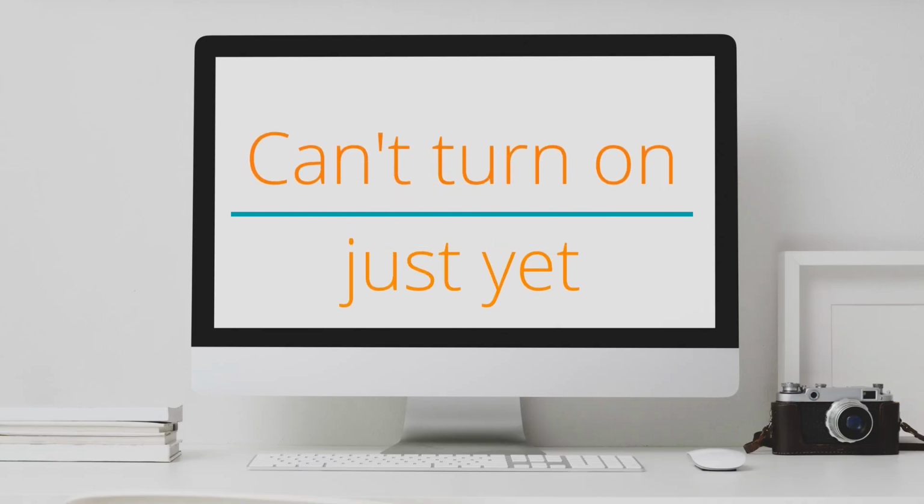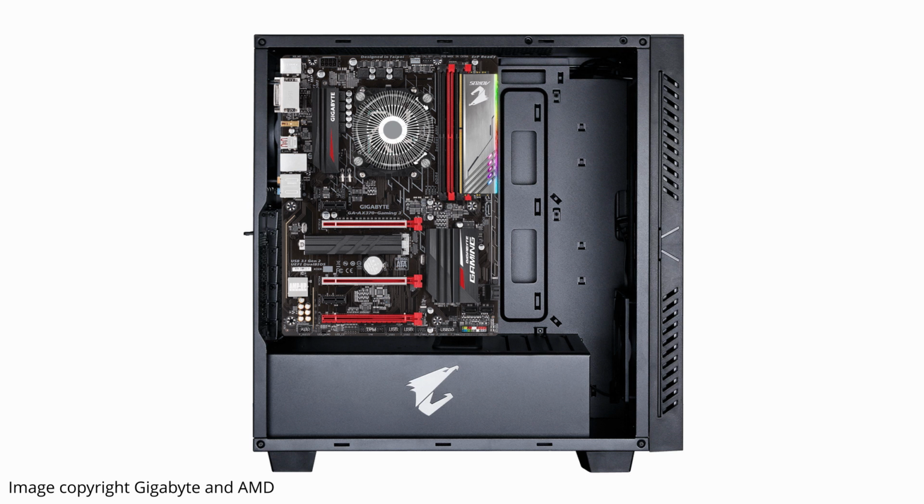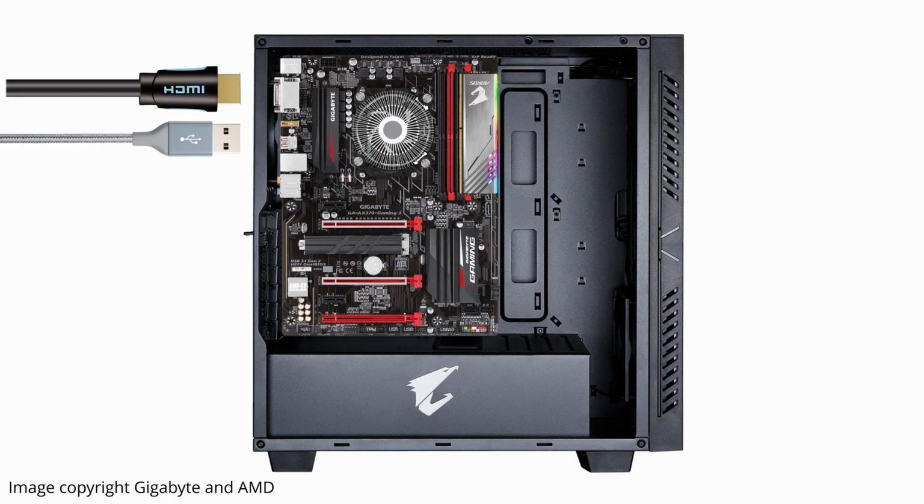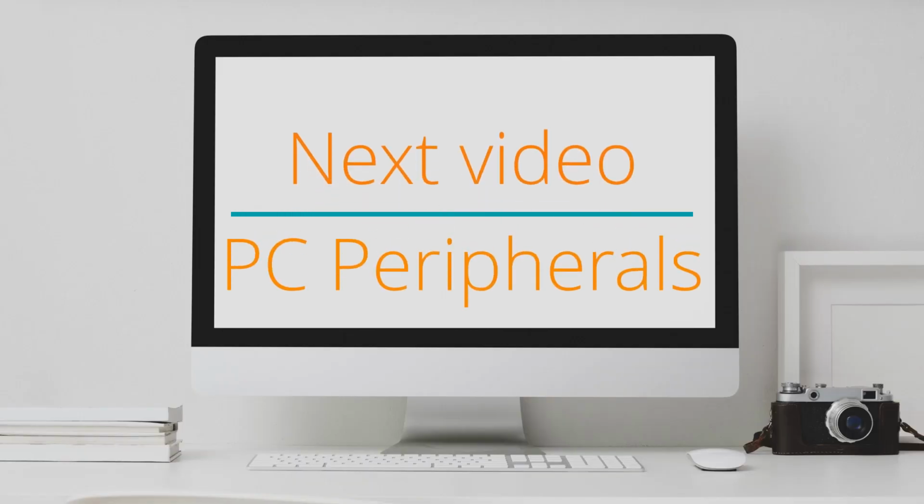But before we could turn on our new PC, we need to connect peripherals to our new PC, which we will do in our next video, the PC Peripherals.